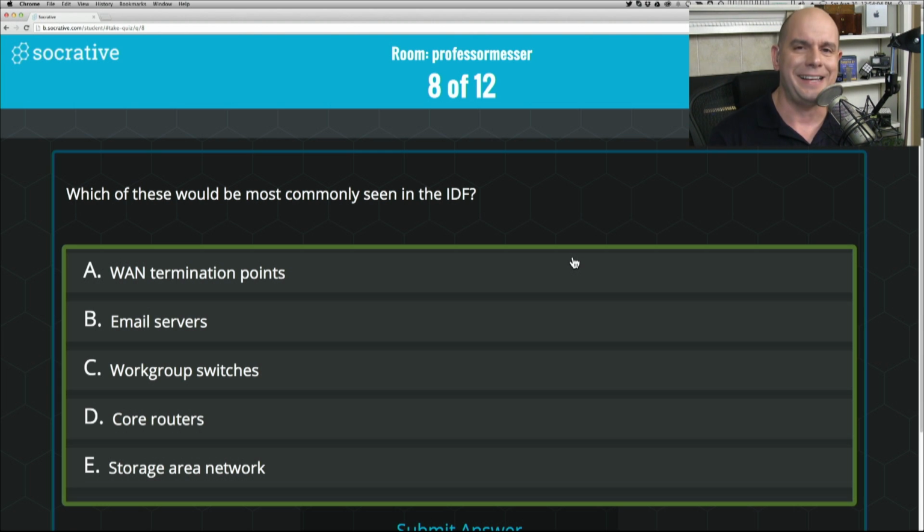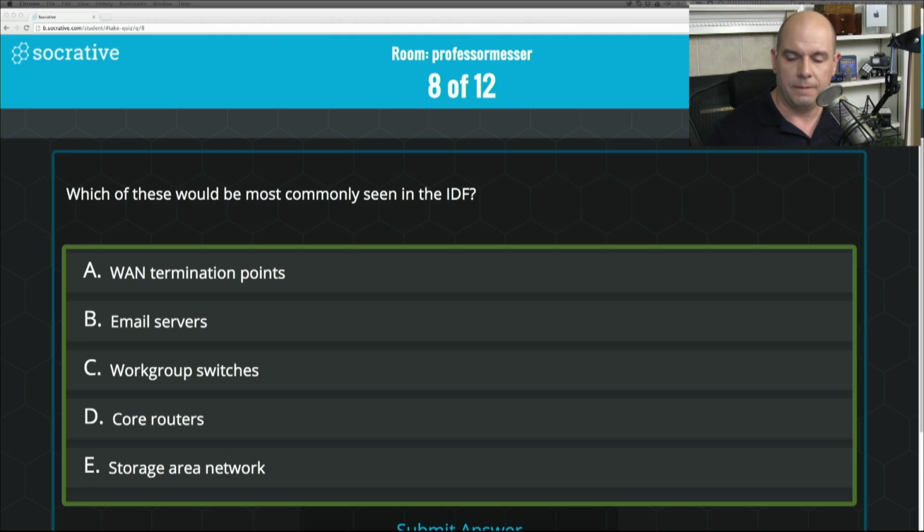So now you have to know what an IDF is. And then once you figure that out, you have to figure out what goes in an IDF. So again, two-step questions. I'm trying to get you thinking about these things. This is the one where you really have to go through each one of these and figure it out. It also helps if you know that if it's not in the IDF, where is it? In fact, it's those names that can kind of give you a hint to this particular question. So is it the WAN termination point? Is it an email server? Is it a workgroup switch? Is it a core router? Or is it a storage area network? Who knows? I'll give you some time to mull that one over.